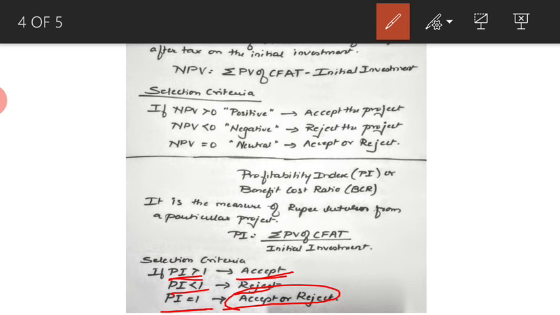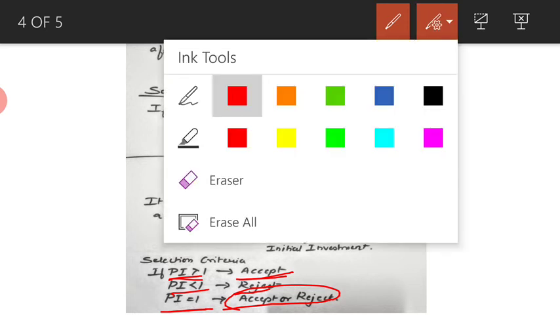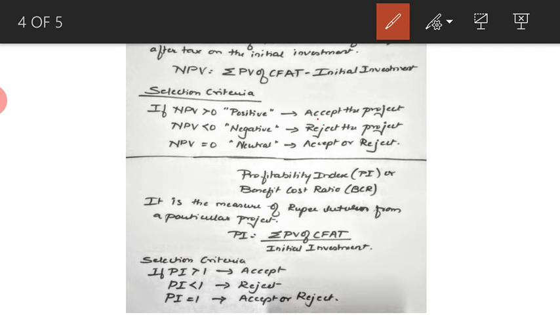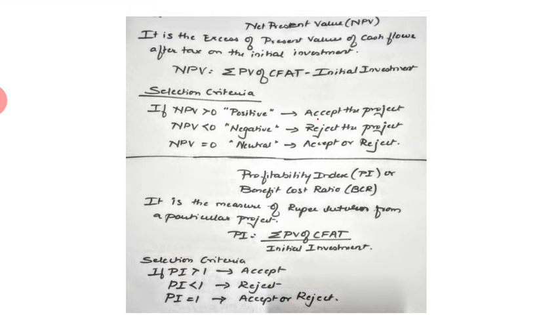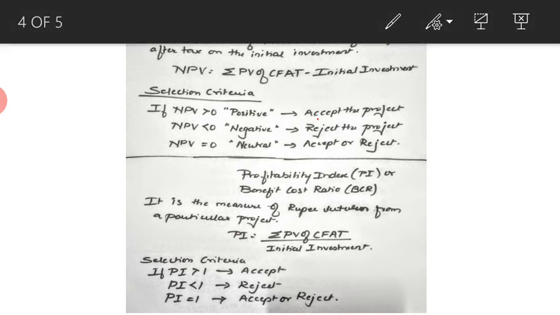So this is the introduction to NPV and PI. I hope you're clear with the theoretical concepts of NPV and PI. So remember the formula. It is summation of present value of cash flows after tax minus initial investment for NPV, and for PI it is summation of present value of cash flows after tax divided by initial investment. So now let us take a very simple problem on NPV and PI to make us understand this concept more clearly.